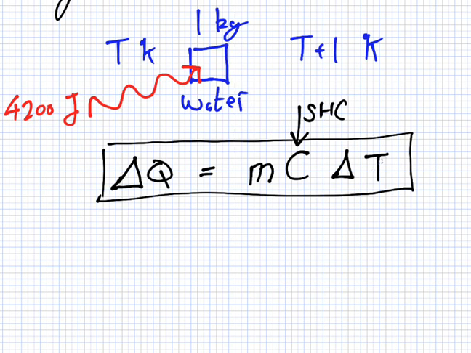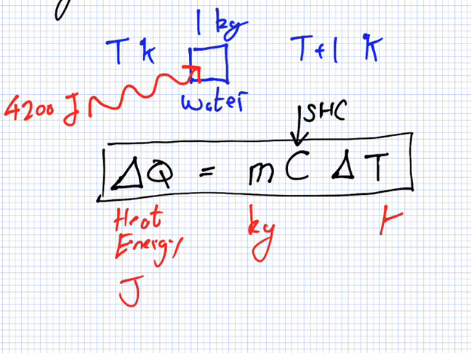We can see what the units are. What's Q? Q is heat energy. This is how much heat you need, heat energy in joules. This is kilograms. This is Kelvin or Celsius, doesn't matter. I prefer Kelvin. And then for C, the unit is joules per kilogram Kelvin.